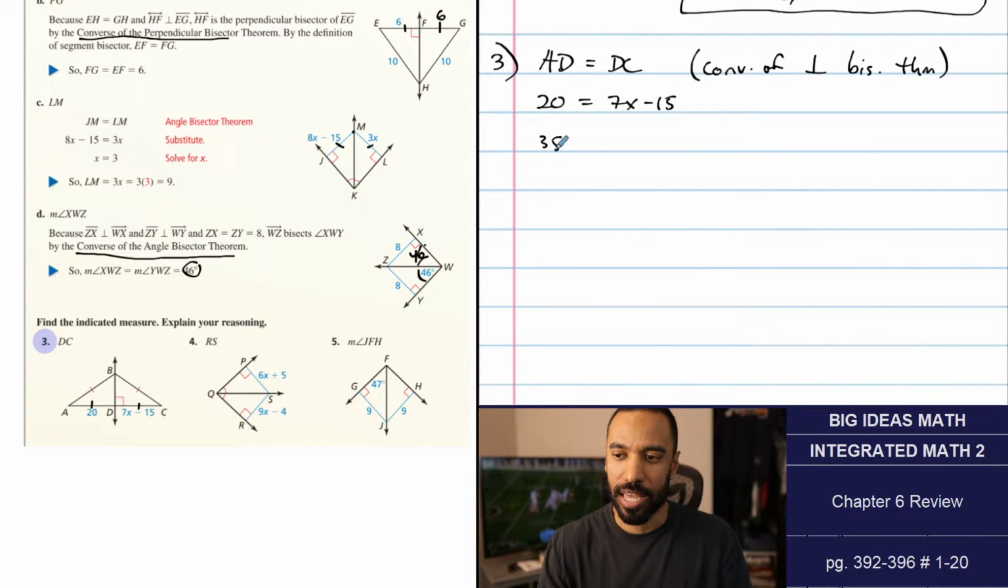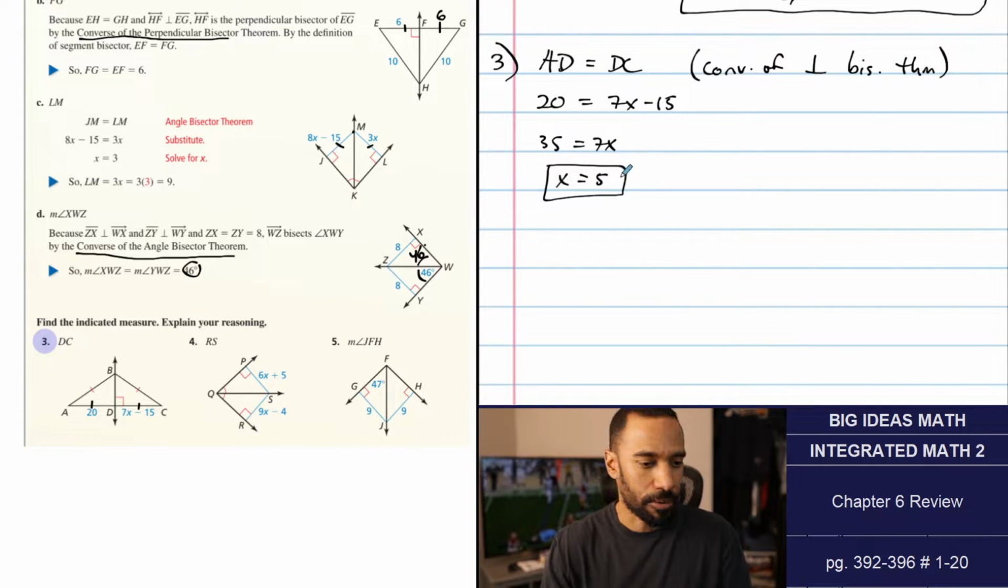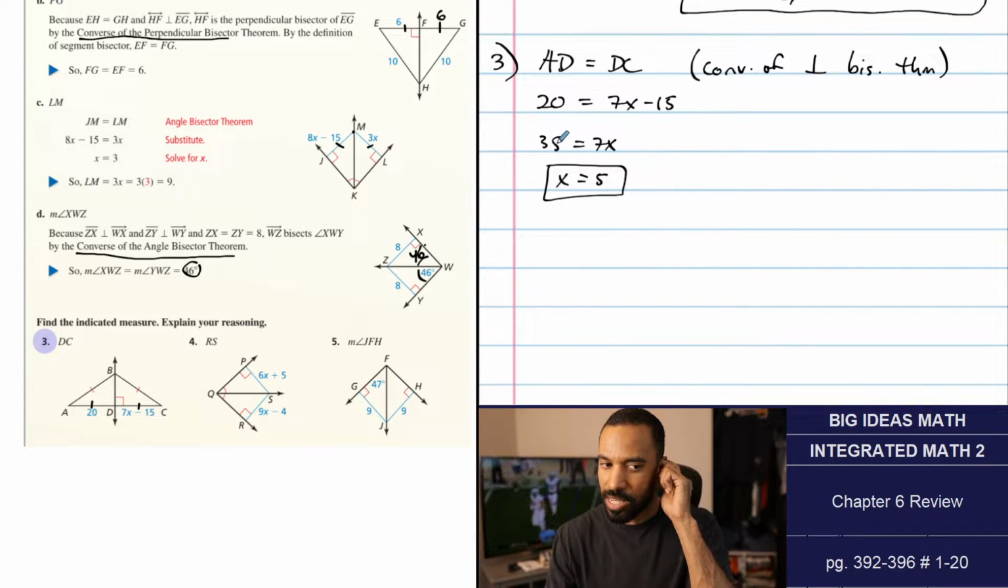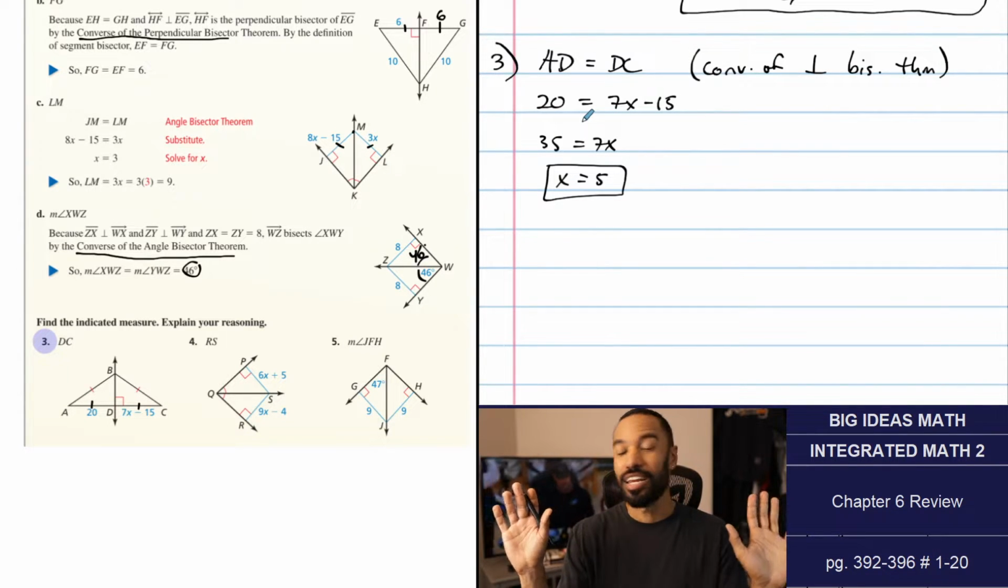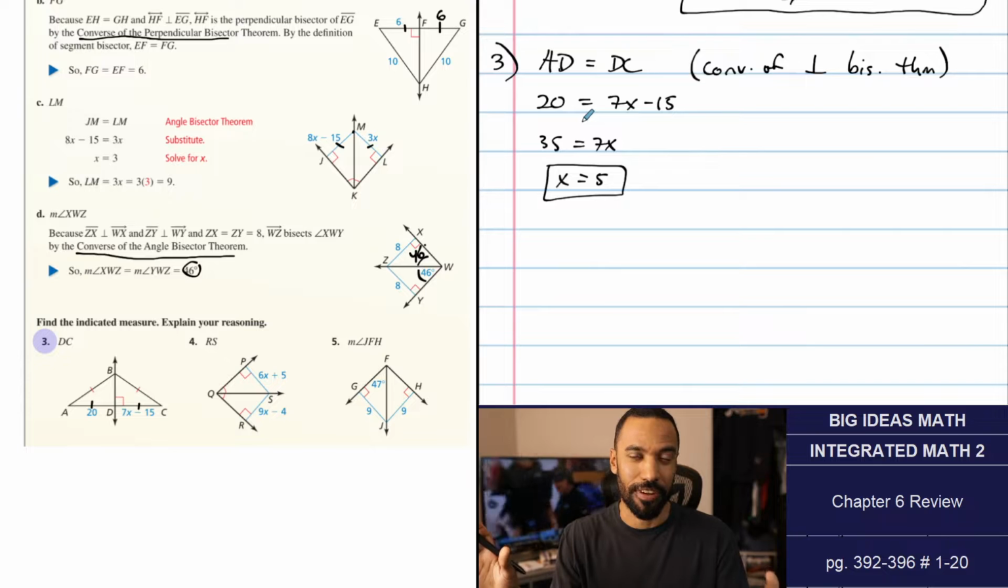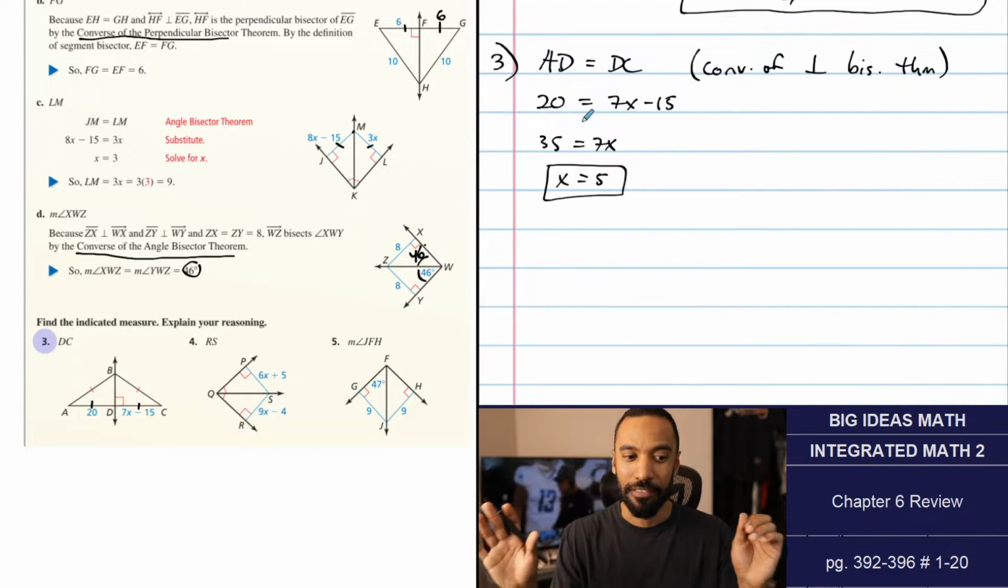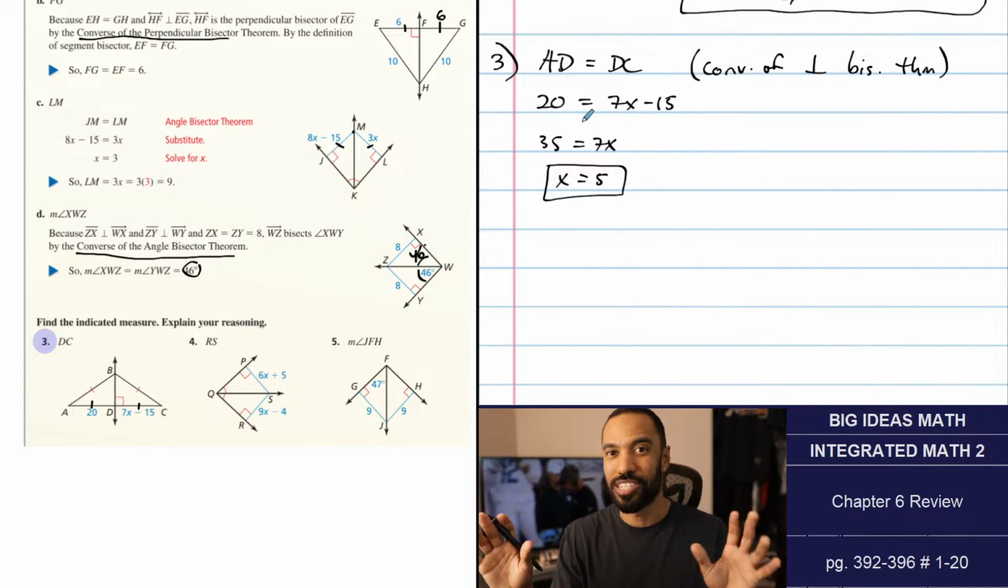Add 15 to both sides. Divide both sides by 7, you get x equals 5. Now, we're not done, I don't think. Nope, we have to find the length of DC, which is 7x minus 15. Here's the thing. I didn't need to solve for x to find the length of DC. If AD is 20, then DC is 20.